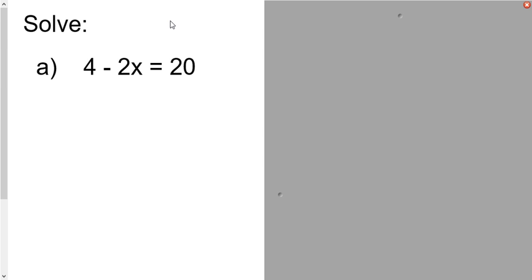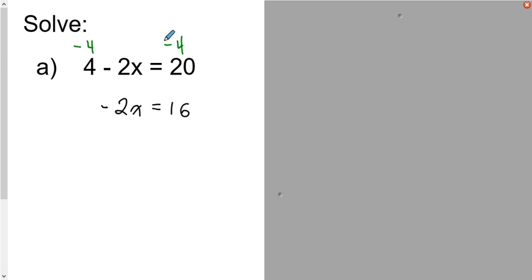Here's our first one. This is actually a two-step equation. We're pretty familiar with these, but it's a two-step equation with a twist. So let's begin. The first thing we want to do is get x by itself, so we're going to get rid of this 4 that's right here. How are we going to get rid of the 4? We're going to subtract 4 from both sides. So let's do that. We're left with minus 2x equals 16.